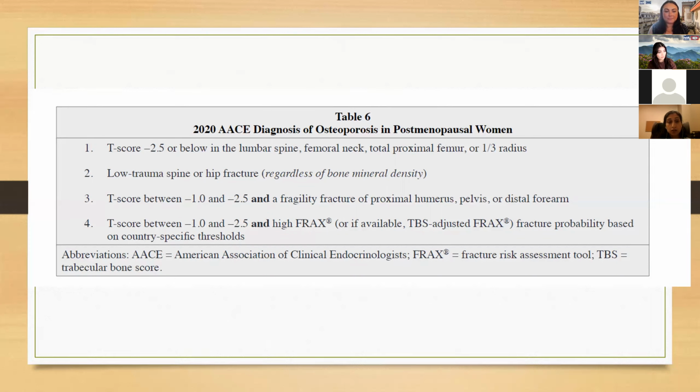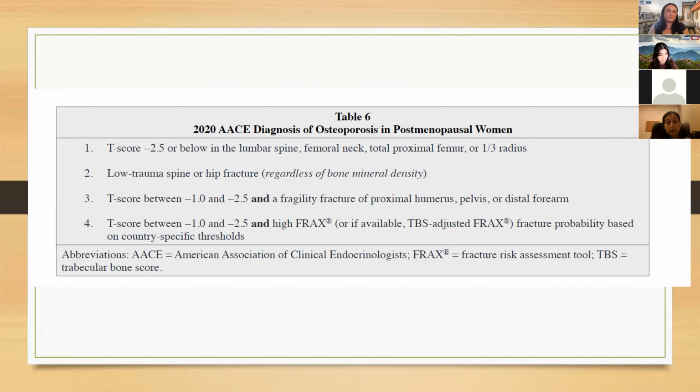If a patient has a low trauma spine or hip fracture, so this could be just a fall from a standing position, regardless of what their bone density is, that clinically defines osteoporosis. So if you have a patient that comes in with a low trauma spine or hip fracture, that already defines osteoporosis even before you know what their scores are on the bone density test, and they would qualify for treatment right away.